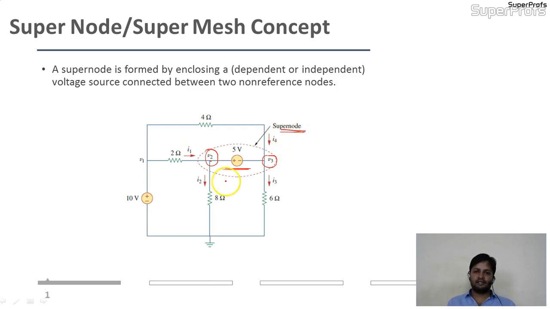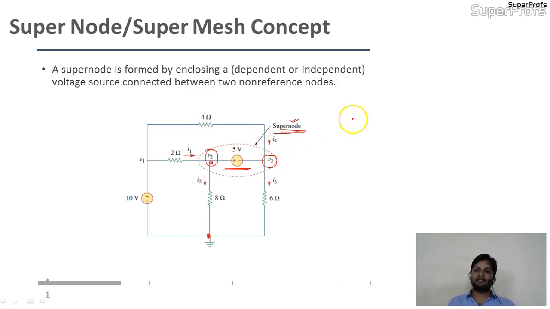Why am I saying non-reference node? Because this one is the reference node, and this definition is applicable for non-reference nodes. If between two non-reference nodes one independent or dependent source is directly connected, we can consider them a super node. Super node means that when you apply KCL at this node, simultaneously you will consider the node V3 also.